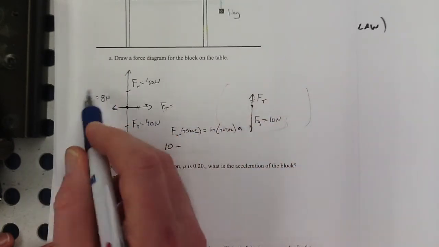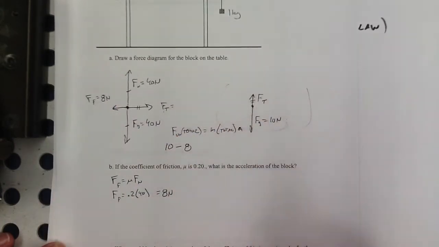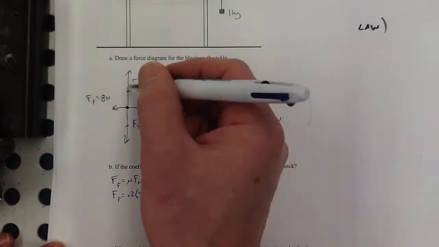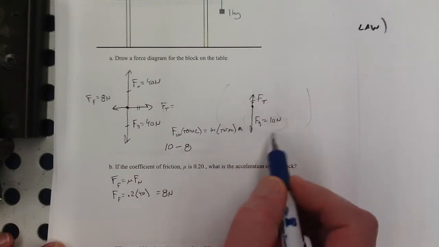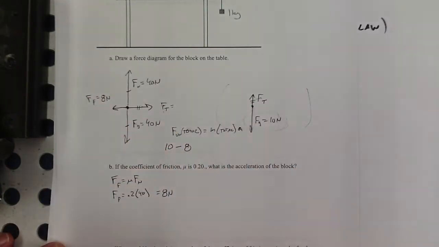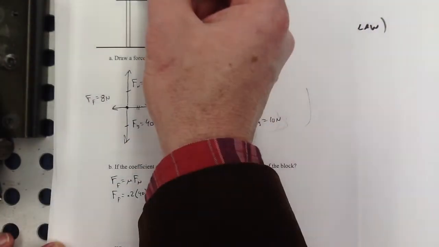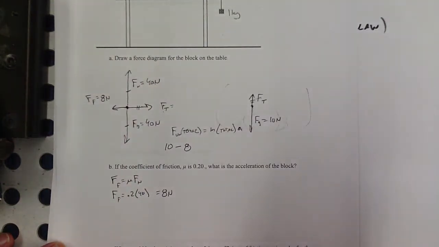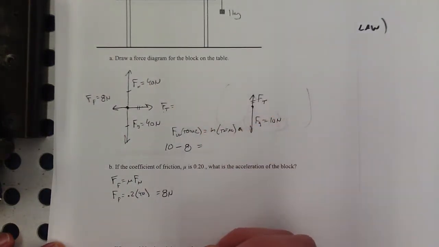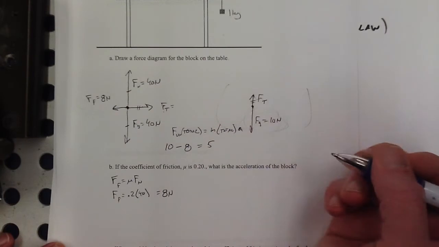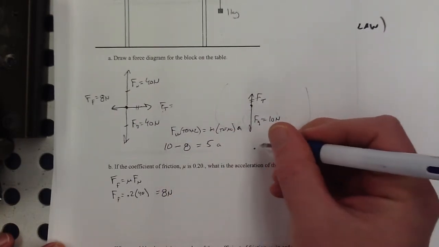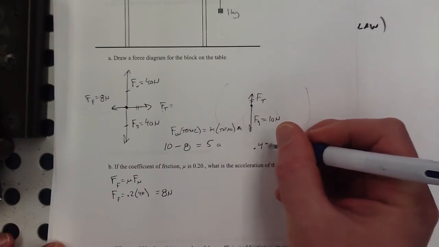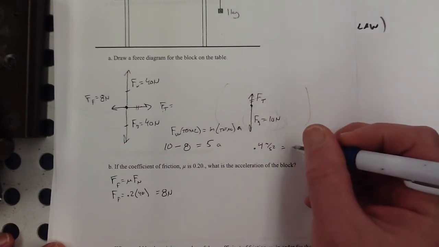minus the 8 newtons of friction. That's the total unbalanced force, right? These are balanced. These cancel each other out. So this winning, this losing, right? Gravity pulling down on this, friction resisting here. Total mass is 5, and the acceleration then is going to be 2 divided by 5, or 0.4 meters per second squared.